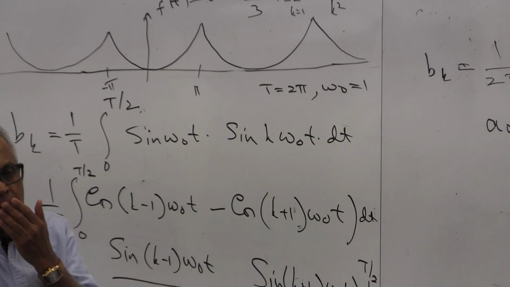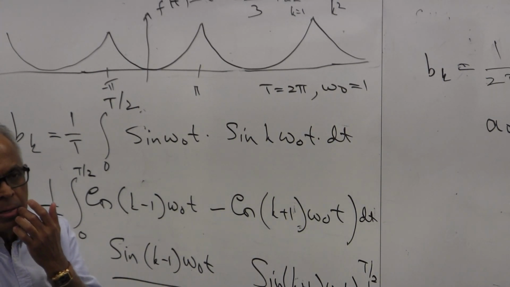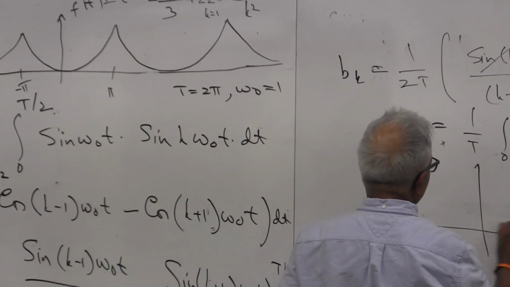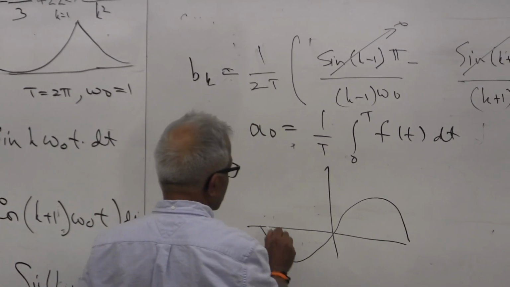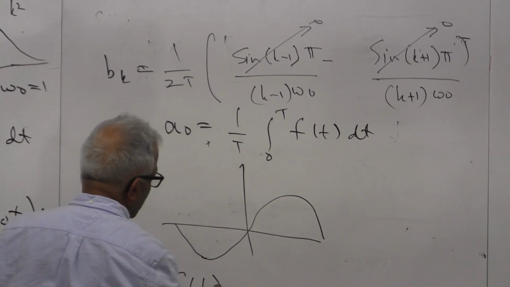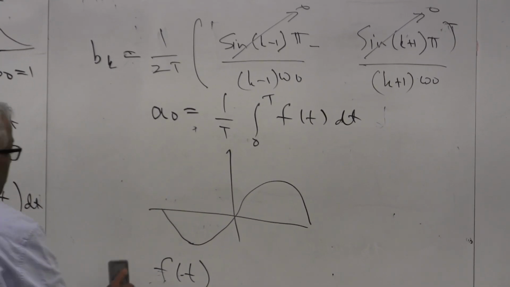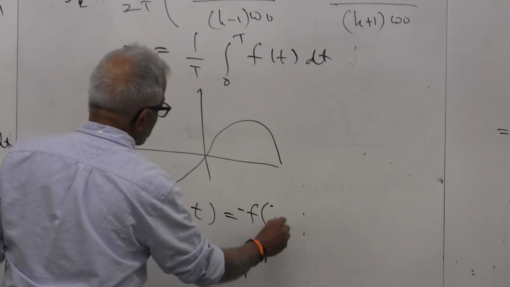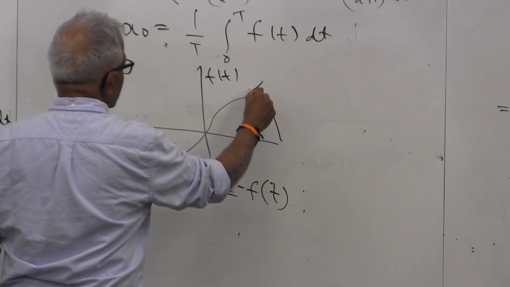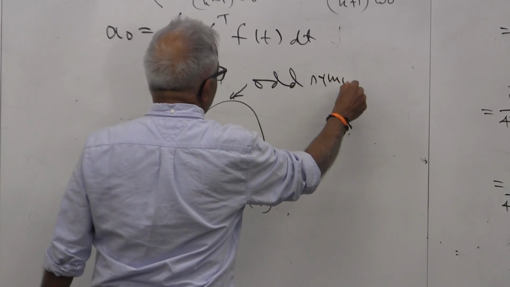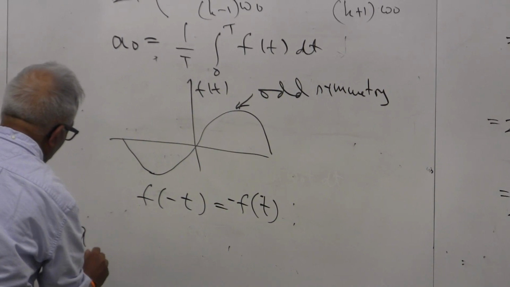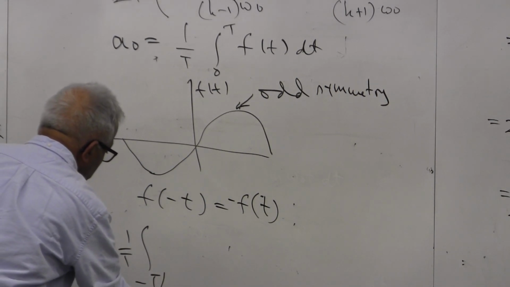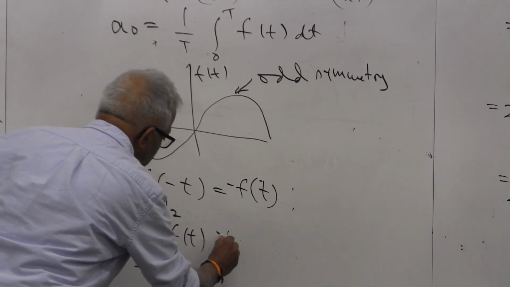Well, is it possible to have odd symmetry and A0 be non-zero? No? See, odd symmetry would mean it's always something like this, right? So let me answer your question properly through this. Odd symmetry means what? F of minus t is minus f of t. This is odd symmetry. What is the value of A0 or any AK? AK will be 1 over t, integral from minus t by 2 to t by 2. So you can answer this in one shot.